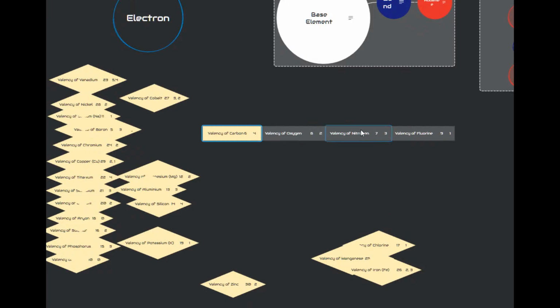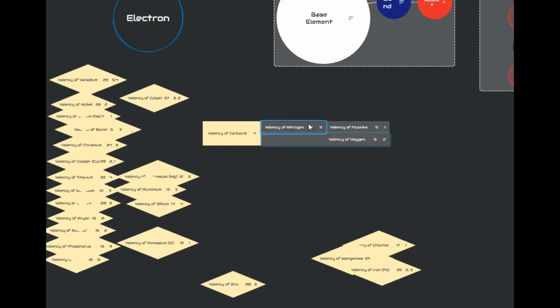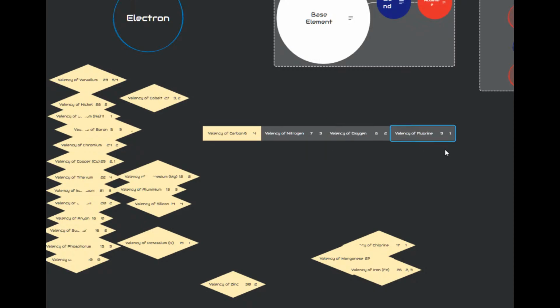Oh, did we forget nitrogen? Nitrogen's actually before. So carbon, nitrogen, oxygen, fluorine. Okay. Carbon, nitrogen, oxygen, fluorine. I can't even read that. It's so small.